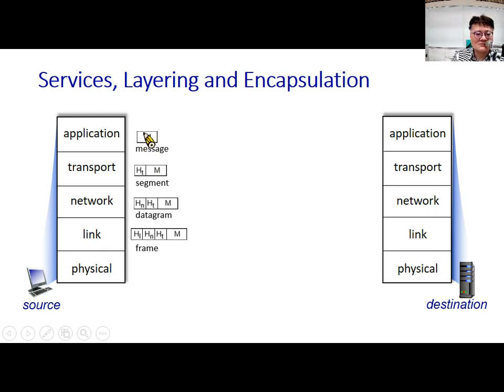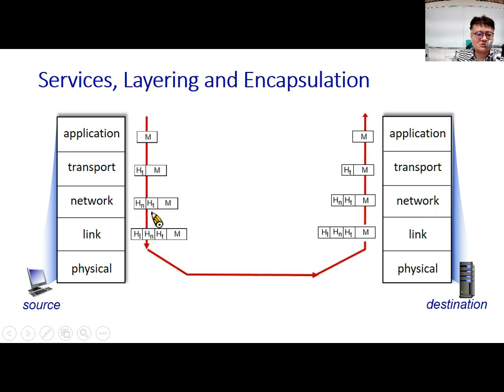Then with each layer, from the message we add a header HT to encapsulate, and it becomes the segment, right? It becomes the IP datagram with the HN header, and then to the link layer it becomes the frame, adding the header HL. So the message is actually like an airplane, from the physical layer sent to the other host.